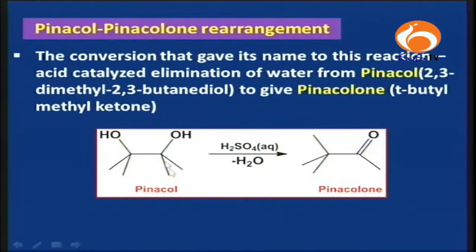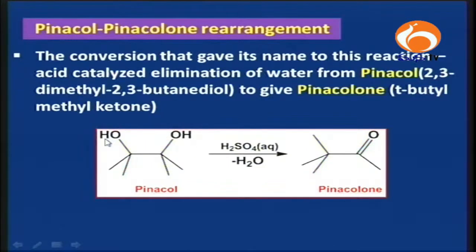in the pinacol-pinacolone rearrangement reaction. This is the overall reaction. This is the pinacol which is converted to a pinacolone. That means it is undergoing the rearrangement in the presence of an acid catalyst, to form a pinacolone. Pinacol is nothing but 2,3-dimethyl-2,3-butanediol.